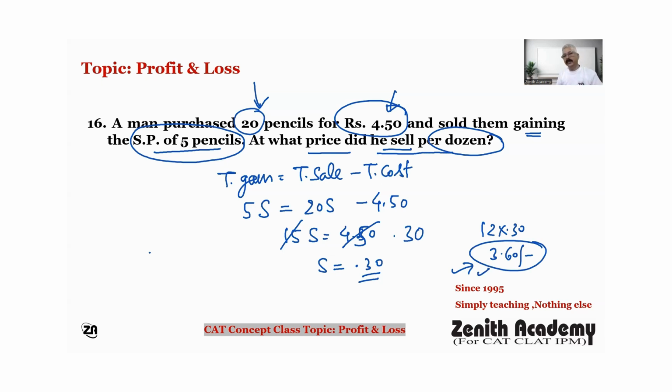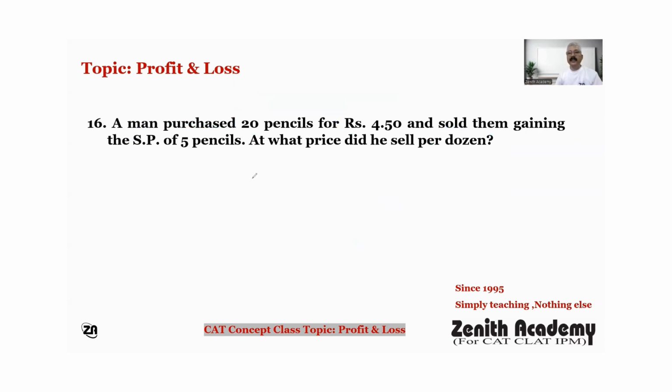See, this is a very simple approach, but you can do it by logical thinking. 20 pencils cost 4 rupees 50 paisa, and you are gaining the selling price of 5 pencils. So it means 15 pencils selling price is equal to 4 rupees 50 paisa. So directly you can calculate: 15 pencils selling price is 4 rupees 50 paisa, so one pencil selling price is 30 paisa, and for 12, 3 rupees 60 paisa.